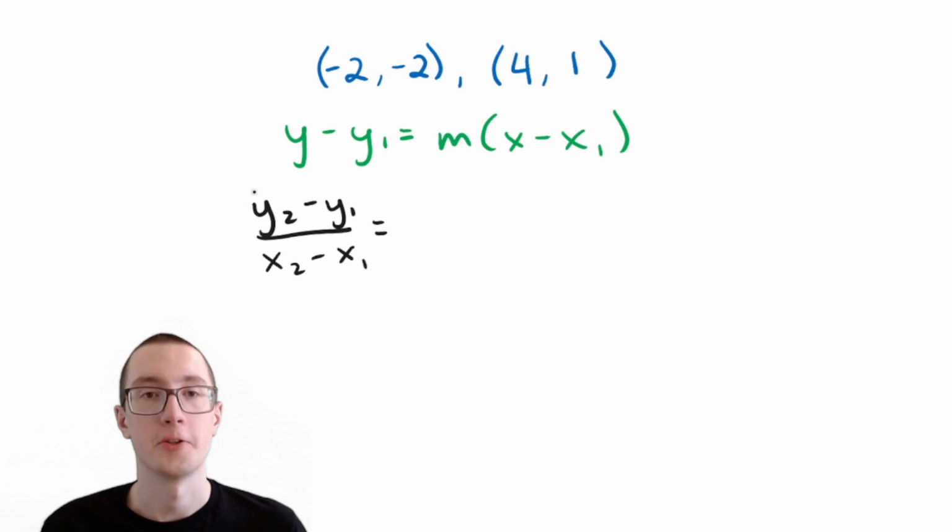So first, y2. y2 is the y of the second point. Our second point is here, (4, 1). So the y of this point is going to be 1, because it's the number to the right.